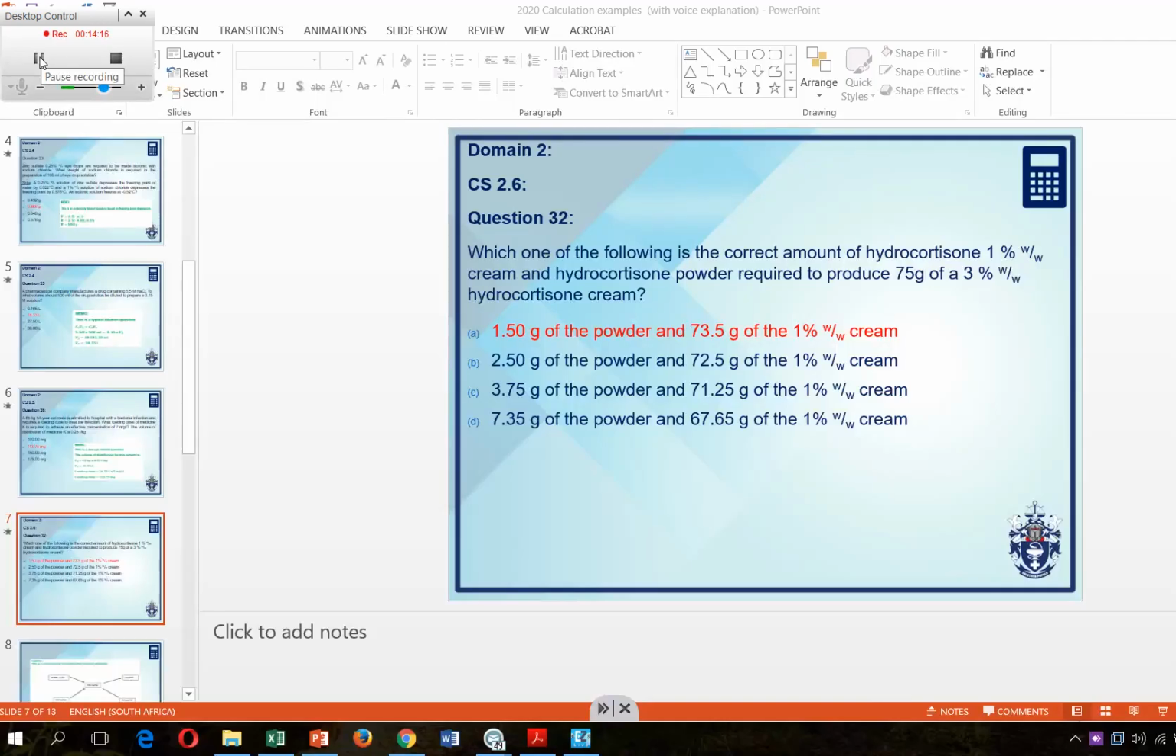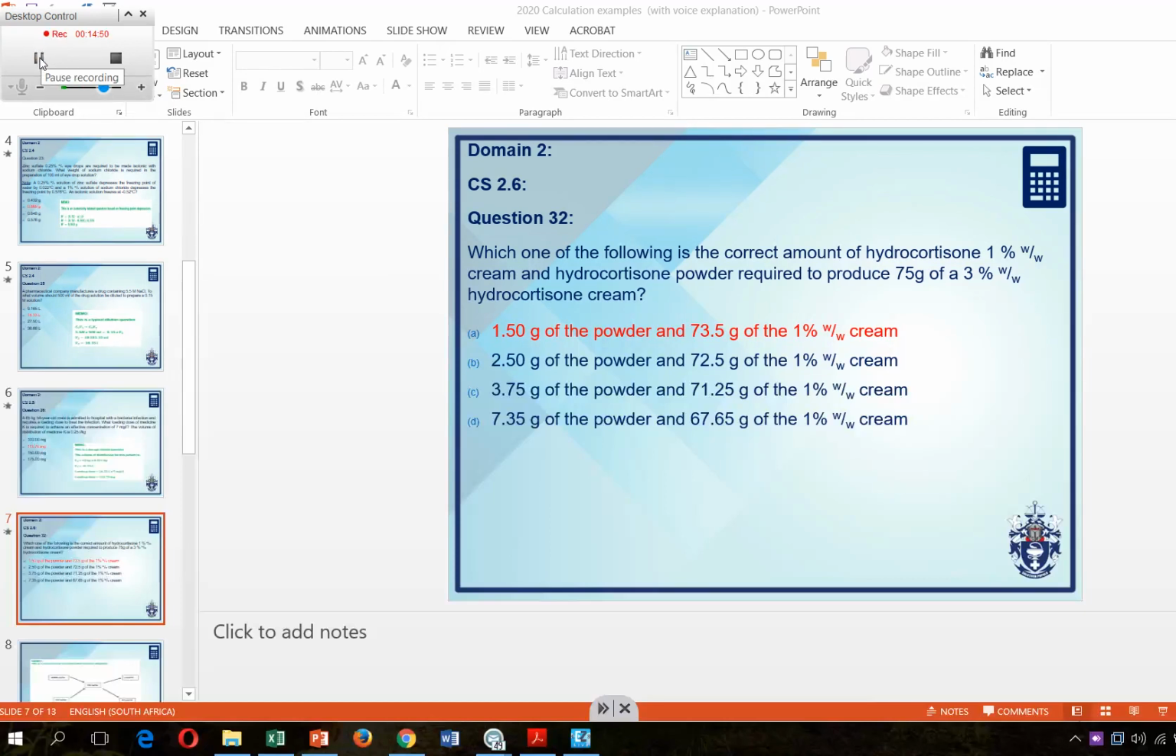Let's consider the following question. Again, this is on domain 2, but this one is on competency standard 2.6, pharmacist-initiated therapy. Let's read the question. Which one of the following is the correct amount of hydrocortisone 1% weight per weight cream and hydrocortisone powder required to produce 75 grams of a 3% weight per weight hydrocortisone cream?